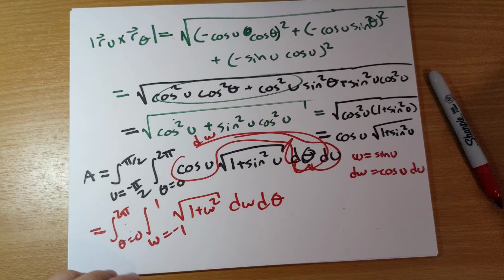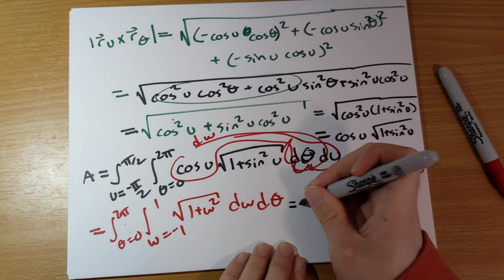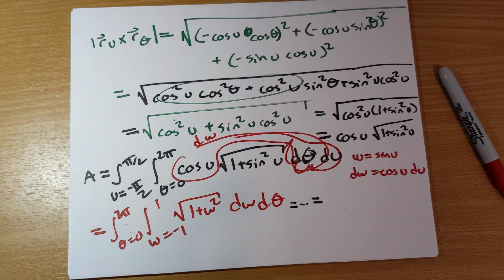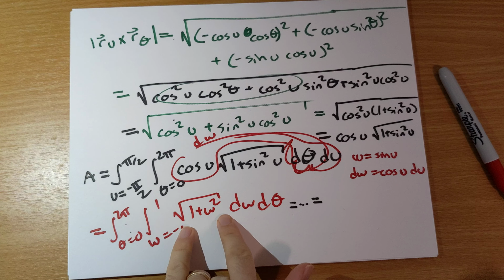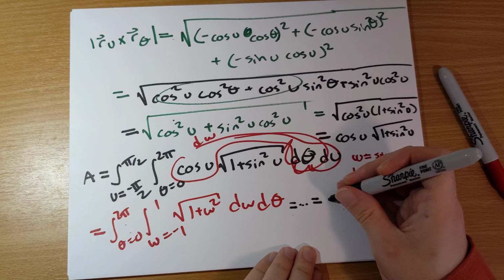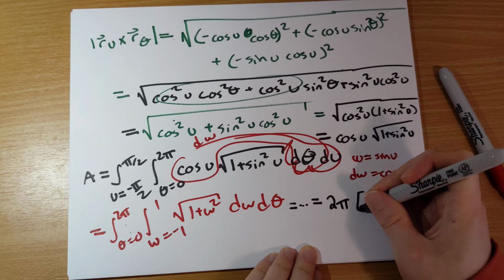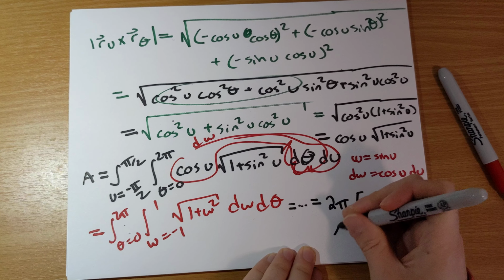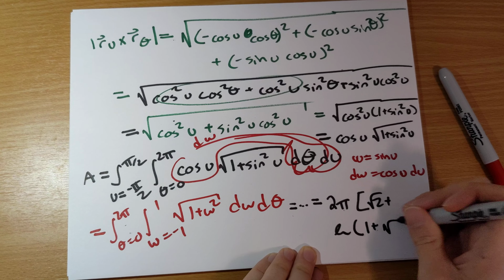At this point, I am just going to skip to the final answer here. There's a trig substitution you'd have to do to integrate this. So you end up with 2 pi times the square root of 2 plus the natural log of 1 plus the square root of 2.